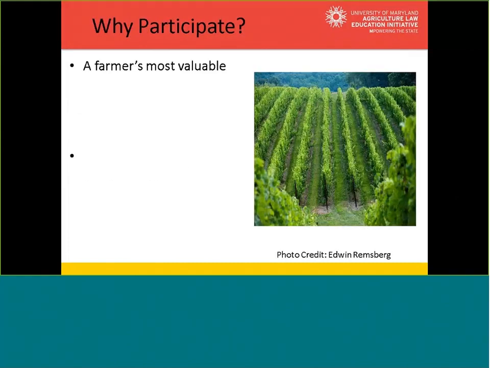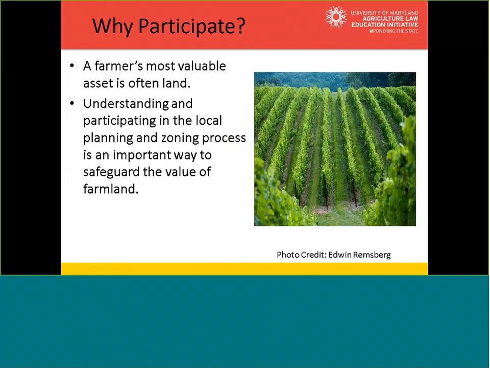Why participate in the local planning and zoning process? Well, a farmer's most valuable asset is often land. Understanding and participating in the local planning and zoning process is an important way to safeguard the value of farmland.